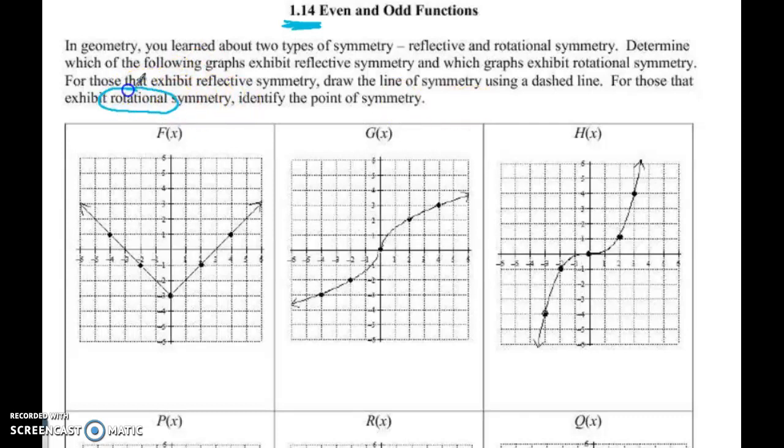The first thing is make sure you understand that when you rotate, it's around a point, and when you are reflecting, it's over a line. So as we look at this, there's really only two things we're looking at. For f of x, this is a reflection over the y-axis, or you could say the vertical line x equals 0. Those are the same thing.